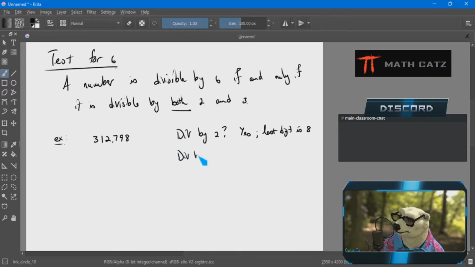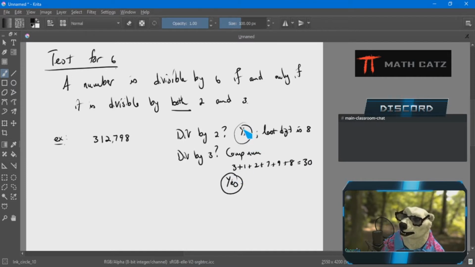Is it divisible by 3? Well, I don't know. My comparison number is the sum of all the digits. 3 plus 1 plus 2 plus 7 plus 9 plus 8. What do I get here? I get 4, 6, 13, 22, 30. Oh, wow, that's very nice. So that is a yes as well. So I get yes on both checks, and therefore divisible by 6 is a yes as well.